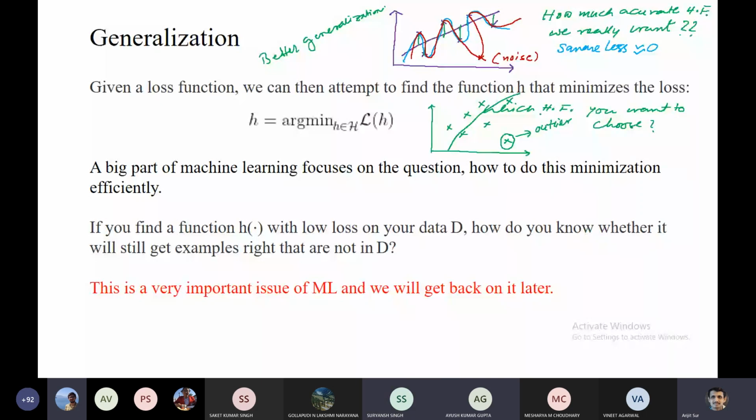A big part of machine learning focuses on the question of how to do the minimization efficiently. If we find a function h that fits our data d, how do we know whether it's still right for examples not in d? That is exactly what we said: this point may be an arbitrarily different point, or it may be noise. So we always go for the major distribution.